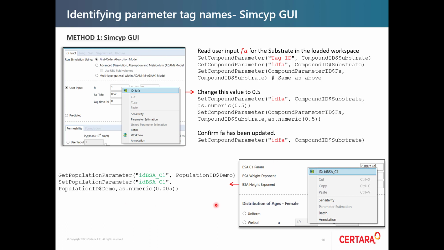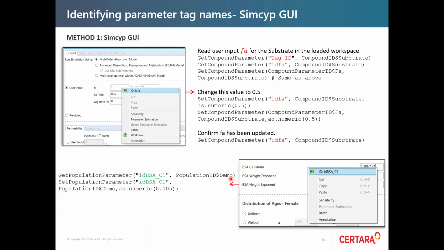Below here is another example using a population parameter. So assuming you were interested in knowing what the BSA C1 parameter value is from R, the tag ID for this parameter is ID BSA C1. How I obtain this information is by right-clicking on the input box, and then I have this drop-down menu where I can click on this to copy this tag ID to clipboard.